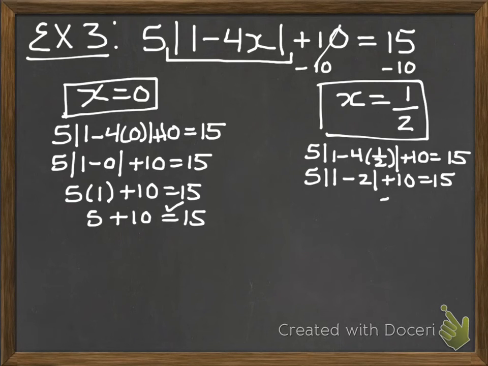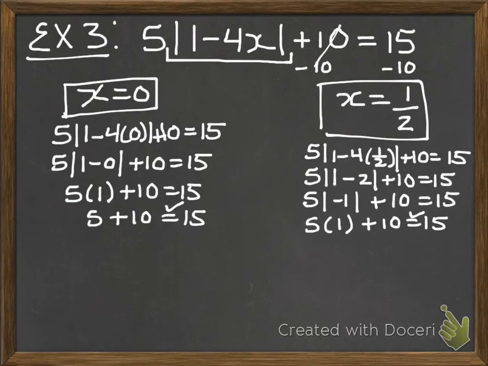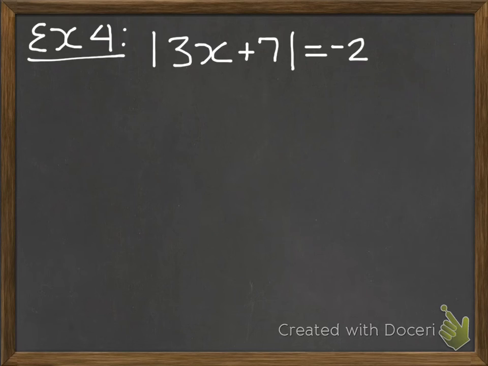Oh, actually, hold on, let's just not even do that. So here we've got the 5 absolute value. 1 minus 2 is negative 1, plus 10 equals 15. And the absolute value of negative 1 is going to be positive 1, plus 10 equals 15. And yes, we have 5 times 1 plus 10 does equal 15. And again, we could write that solution either as x equals 0 or x equals 1/2, or you could also write it as 0, 1/2 in the little squiggly brackets.